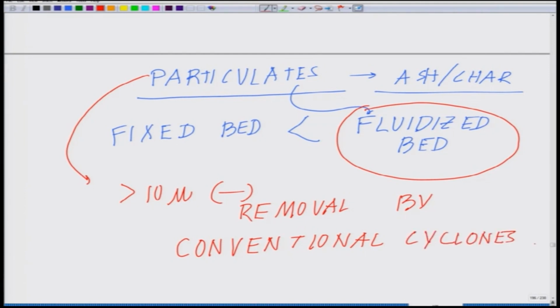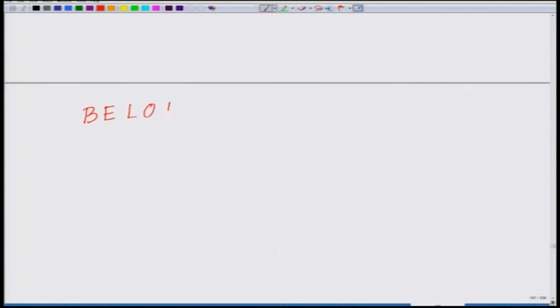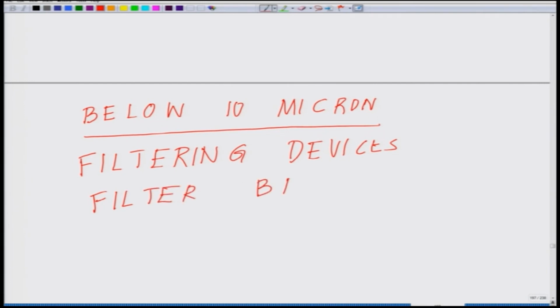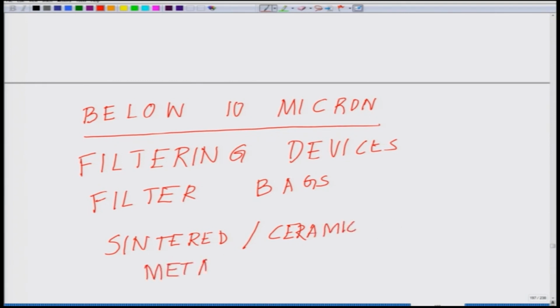Whereas, if your particle size is below 10 micron, then the option is different. In that case, you will be needing filtering devices. You will be needing filter bags. You will be needing sintered ceramic or metallic candles.